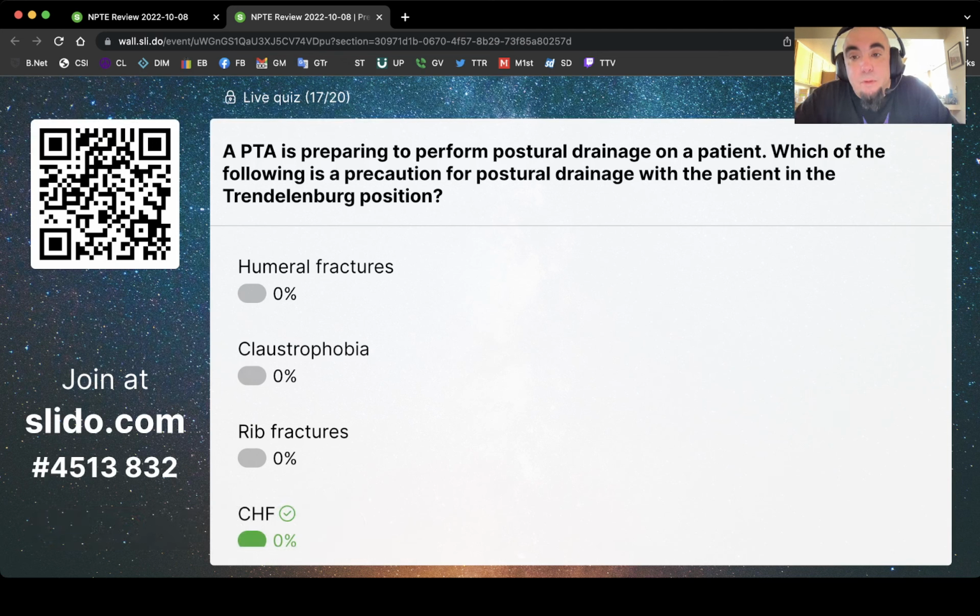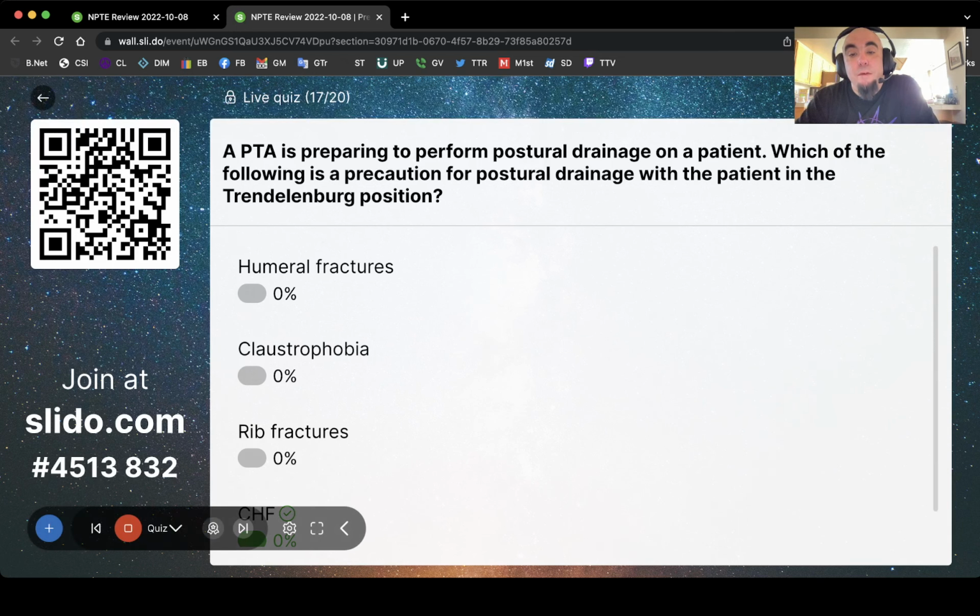So humeral fractures, not really a concern for postural drainage because we're beating on the chest, not on the arm. Claustrophobia is a precaution for traction, not necessarily for a patient with postural drainage. Excuse me. Rib fractures are a contraindication, not precaution. Congestive heart failure is our main concern because we're putting them in Trendelenburg position where the head is down. And especially if they have something like right-sided heart failure, even left-sided heart failure, really, with the lungs being drained at that point, right? With the pressure increasing on the heart, you could actually overload the heart and send them into a myocardial infarction.